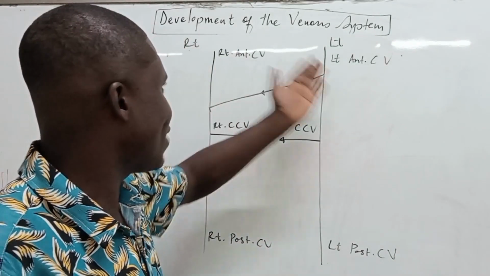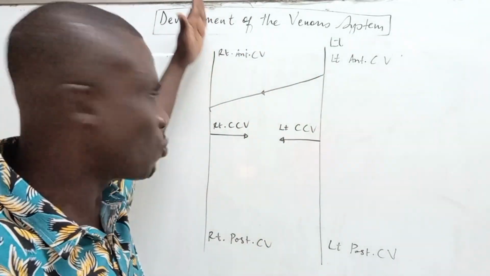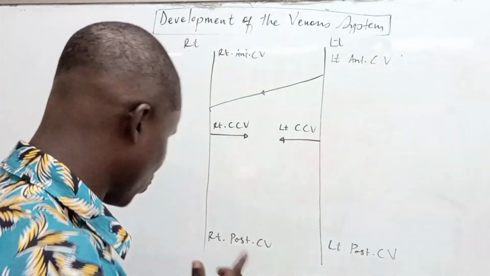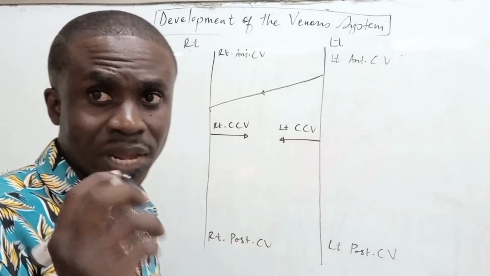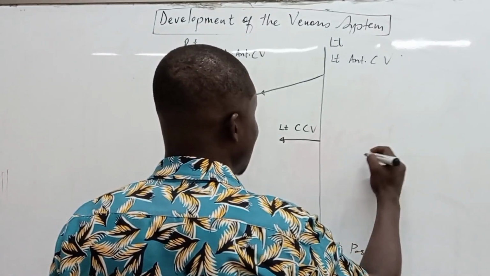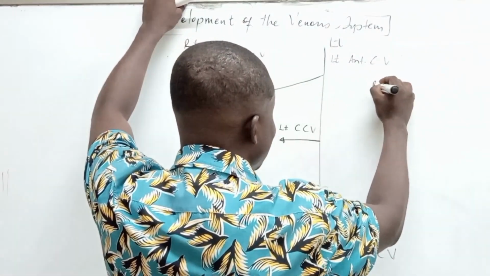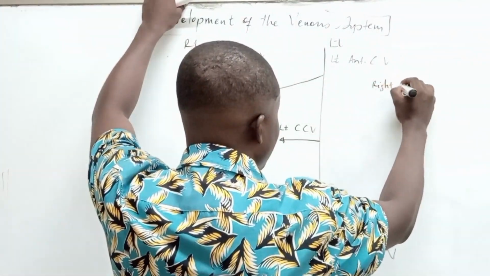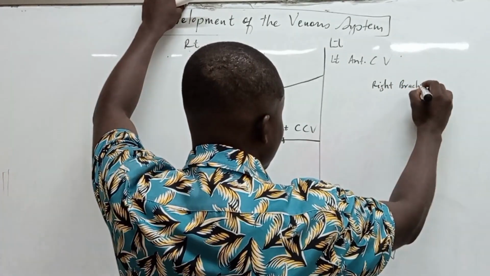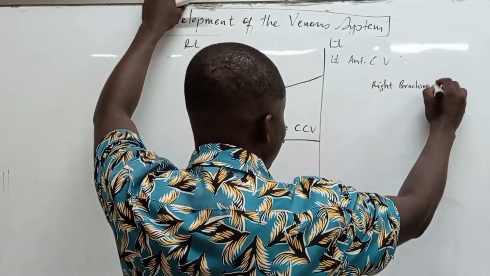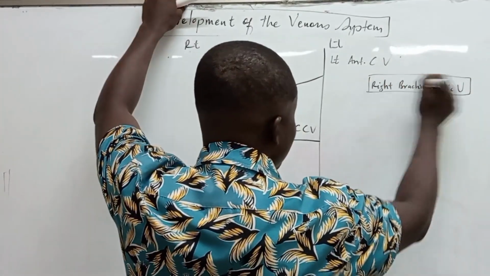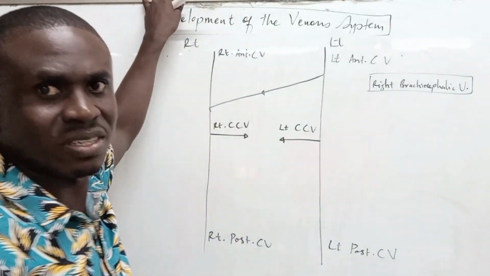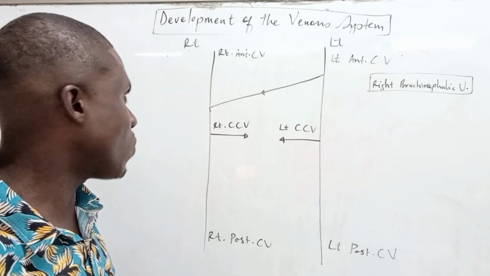Now, how about the right one? It's just over here, and so it goes here straight. So if I talk about the right brachiocephalic vein, let's put that point over here. Right brachiocephalic vein. What will be the component which will be forming it?